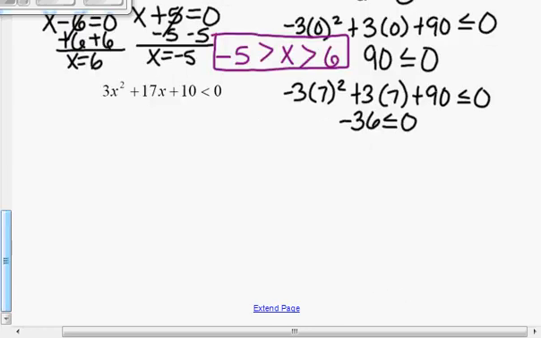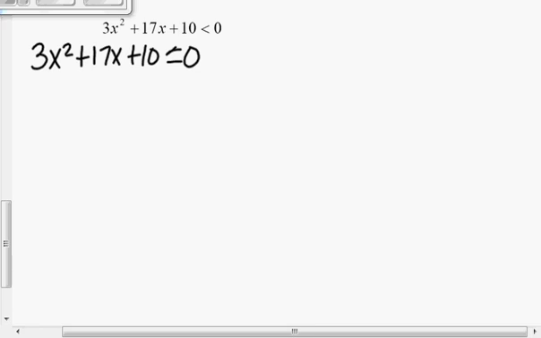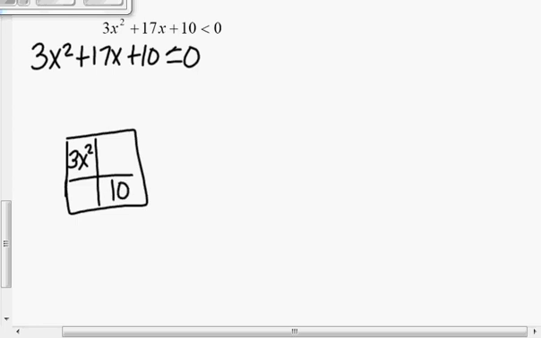For this next one, we're going to do the same thing. We're going to set it equal to 0, so 3x squared plus 17x plus 10 equals 0. Okay, there's no greatest common factor for this, so we need to factor it. And we can use the box method if we want to. So first term in the first box, last term in the last box. And then we've got to get rid of this a value.